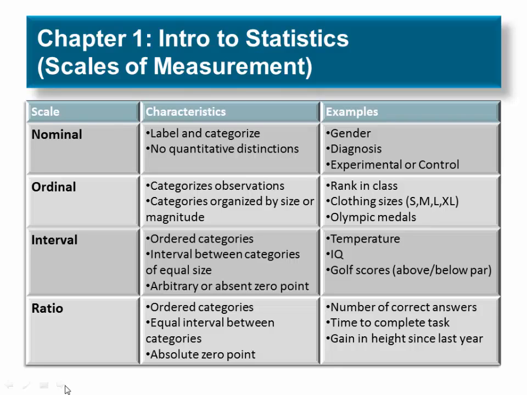The difference between an interval and ratio is that a ratio scale has an absolute 0, where, for example, it's possible to get no answers correct, take no time to complete a task, or not gain any height in the last year. Conversely, in an interval scale, using the Fahrenheit scale for example, the value of 0 does exist on the scale, but it doesn't represent the absence of hotness or coldness.